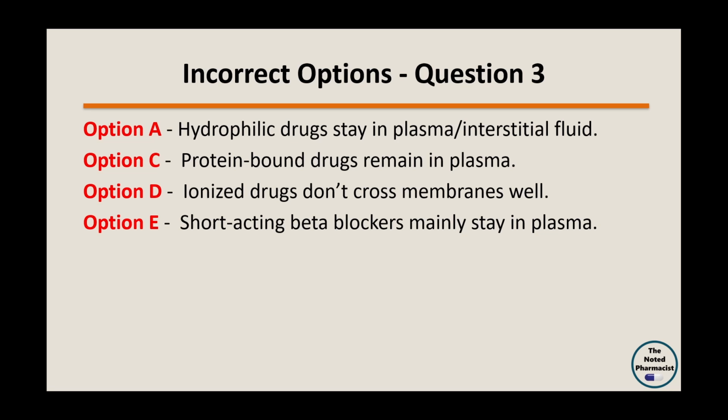Option E, short-acting beta blockers, is incorrect because these drugs tend to have lower volumes of distribution because they are generally less lipophilic and distribute mainly within the blood and extracellular fluid.